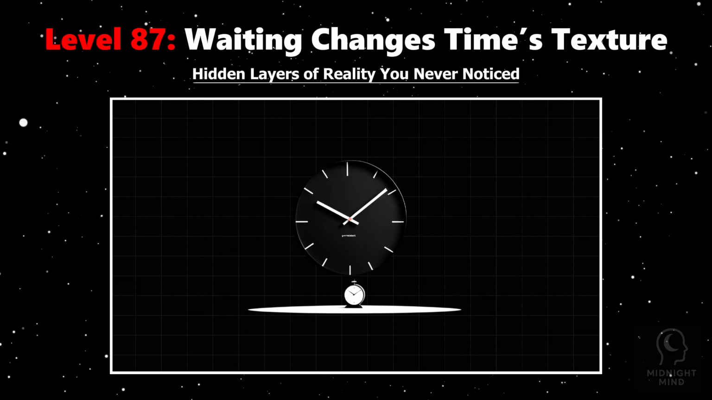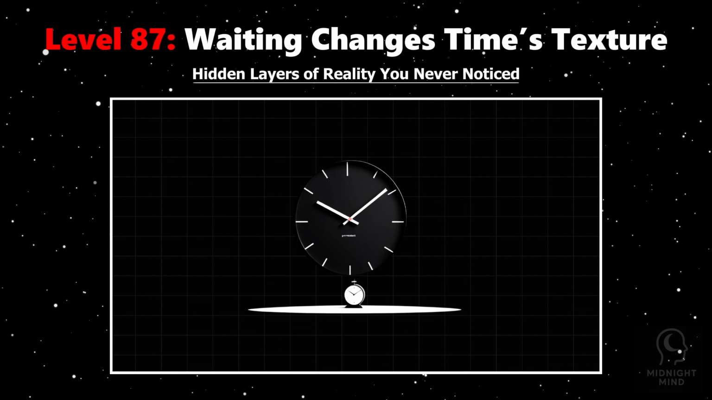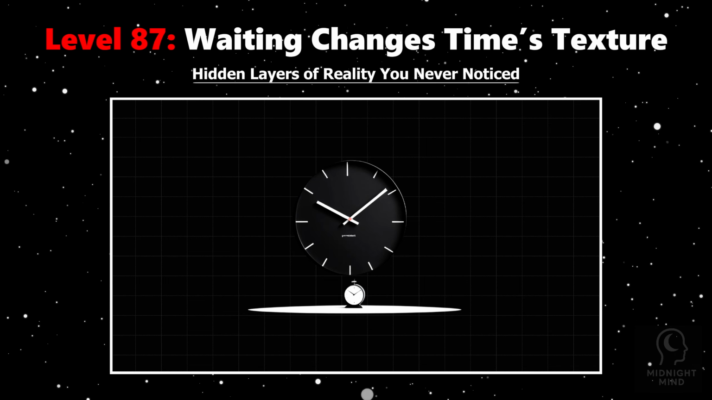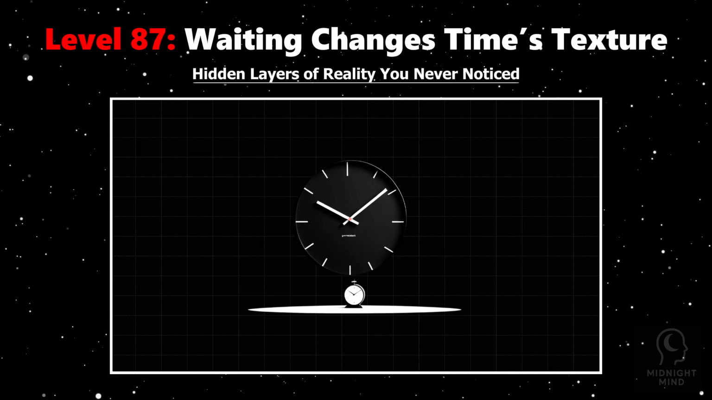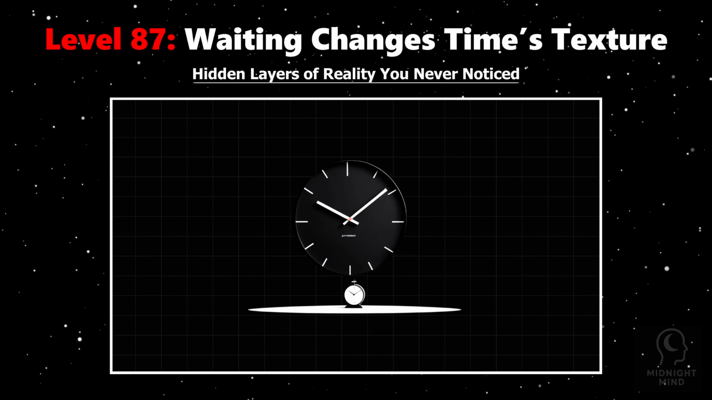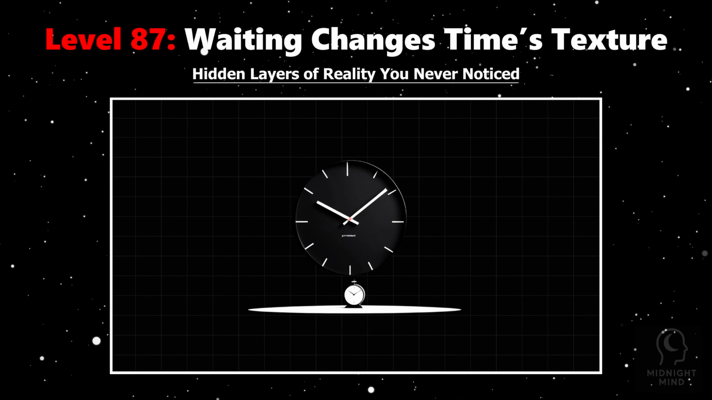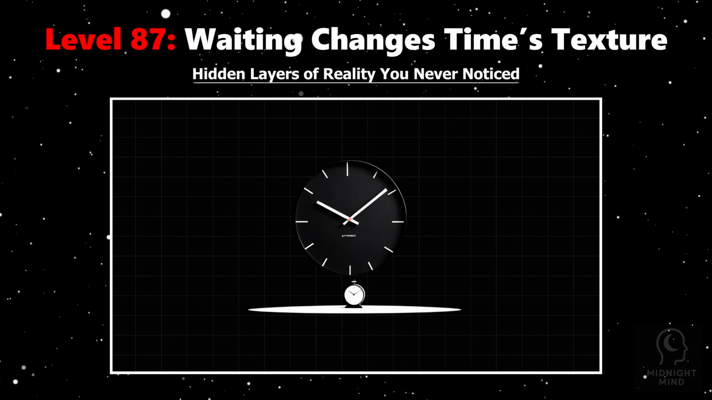Waiting creates a paradox where the same objective seconds stretch or collapse, revealing how deeply intertwined time perception is with emotion. This phenomenon explains why waiting in line feels endless, yet moments of joy fly by. It's a hidden trick of the mind that alters the fabric of your lived experience.